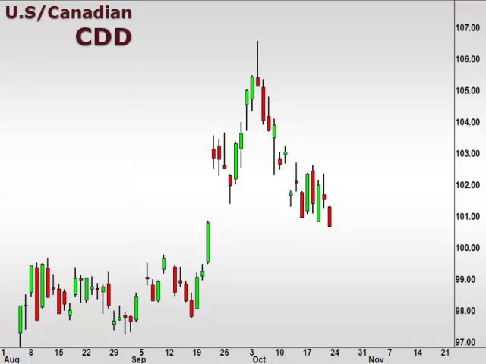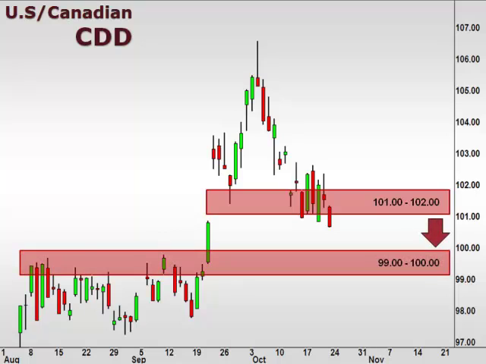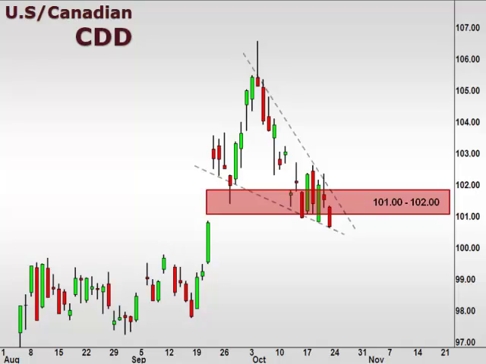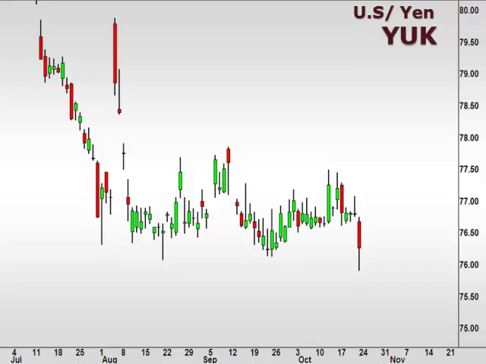Next up, the US dollar versus the Canadian dollar as seen here in the ISE FX Options Pair Value CDD. The CDD broke below the 101-102 support level, opening the window for a continuation down to test 100. Now, a break above 102 should yield a move higher towards 104. Lending credibility to the possibility of a continuation higher is the formation of what appears to be a bullish wedge.